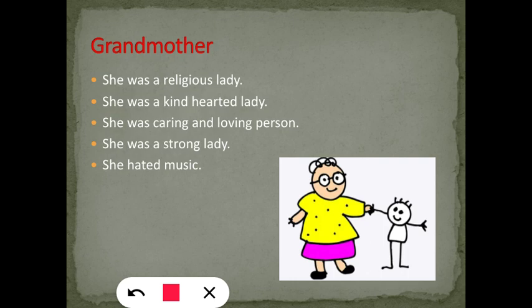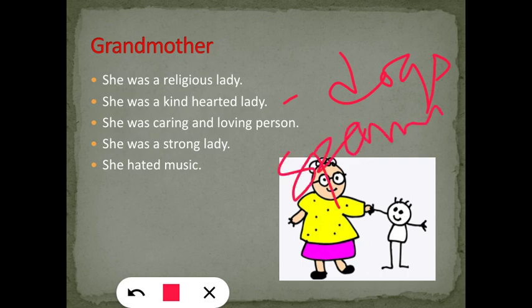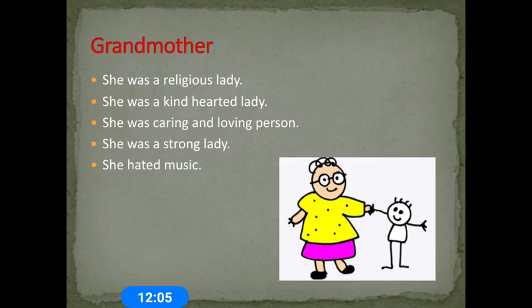Second, she was a kind-hearted lady, and I guess you remember two things: dogs and sparrows. Remember, because she used to feed them. So it portrays that she was a kind-hearted lady. She was a caring and loving person, obviously, because she took care of the author. She was a strong lady.